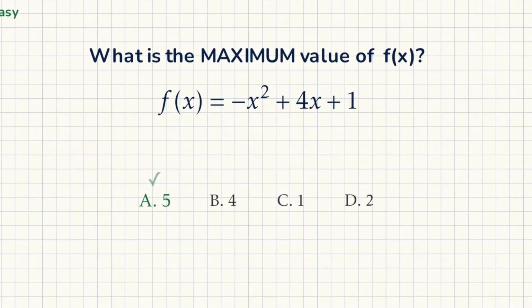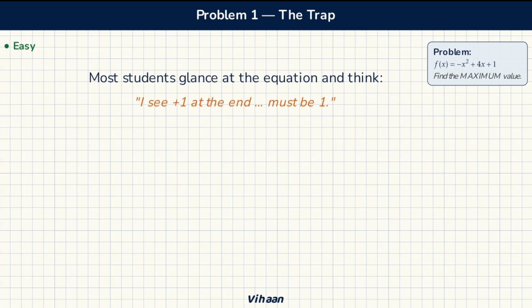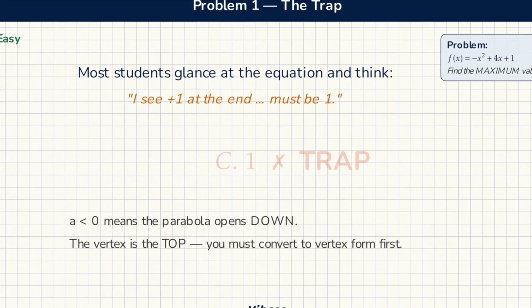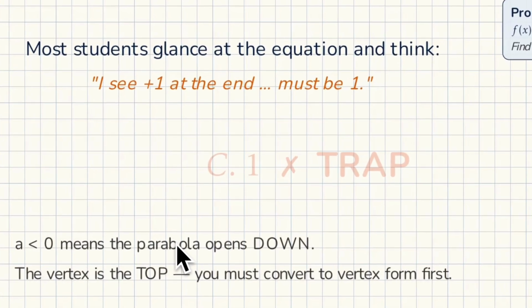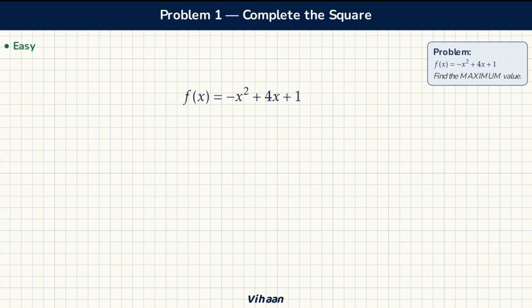Did you get that the maximum is 5? Most students may look at the equation and think, I see plus 1 at the end. The answer must be 1. But that's actually wrong. A is less than 0 means the parabola opens downwards. The vertex is the top. You must convert it to vertex form first. This is how we did it.